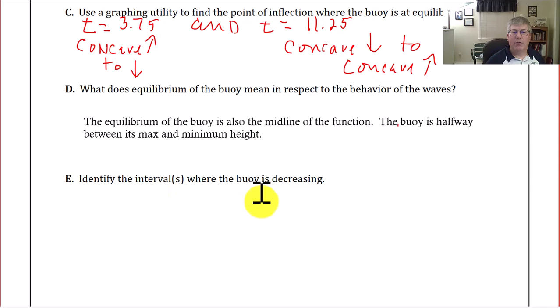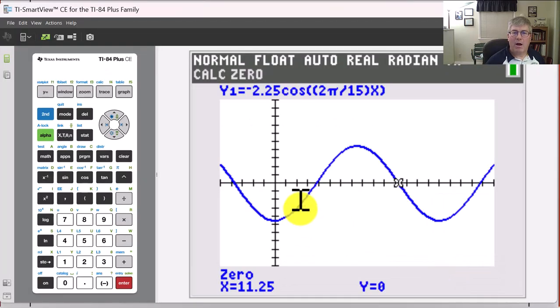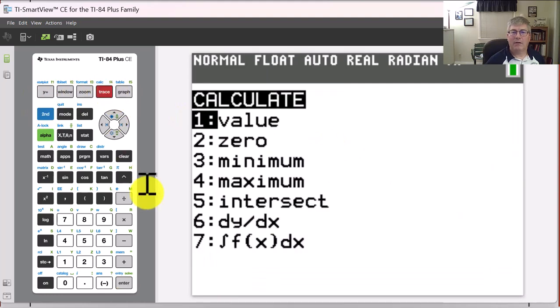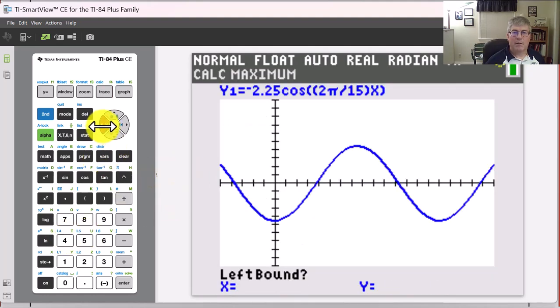Identify the intervals where the buoy is decreasing. So where is our buoy decreasing? If we go back to our graph, our buoy is decreasing for half the time, from when it reaches its maximum height at 7.5 seconds until it gets to its minimum height at 15 seconds. We can find that max by finding the maximum within this particular range. So we find the max using our calculator.